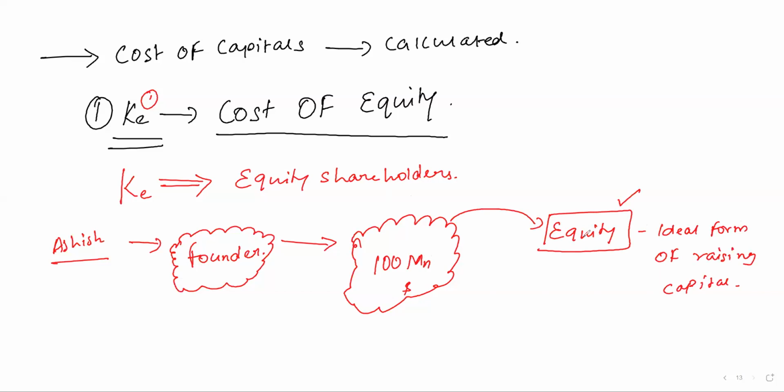Raising this 100 million with the help of equity would be the ideal thing to do for his company. Now, if many people, or let's say me being the representative of all these people, reach out to Ashish and say that Ashish, I heard that you are raising 100 million funds. I could provide you with that 100 million of funds, but what would be the return that you would give me on these 100 million of funds?